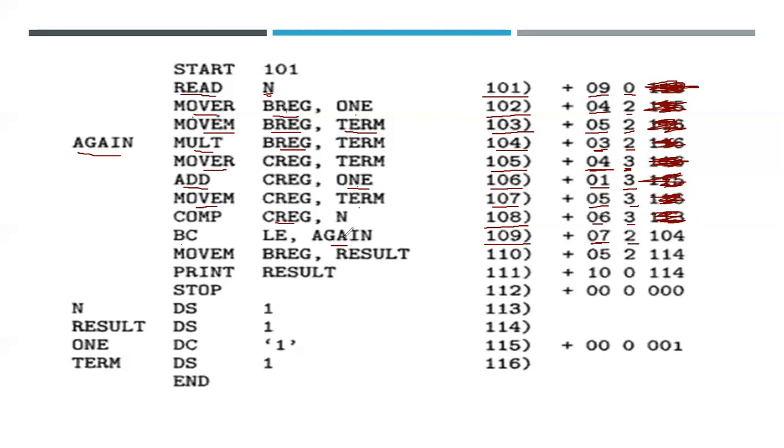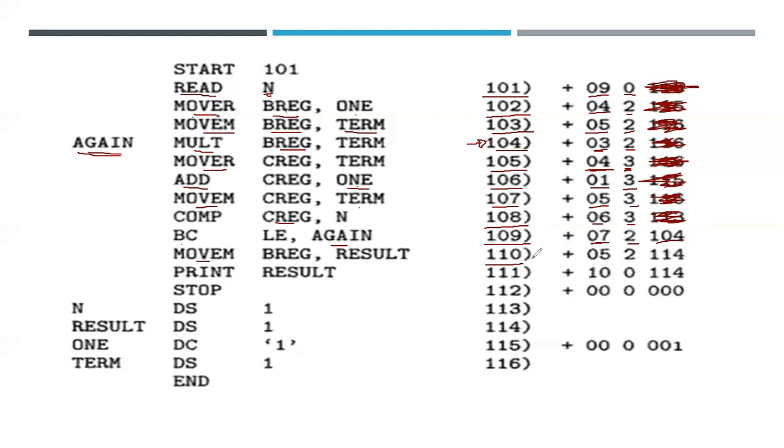Again is a symbol whose address is unknown to me right now. Sorry. Again's address is known to us. Where is again? Again was encountered here. What is the address of again? Address of again is 104. So here 104 is written. Next, by default, instruction number 110.